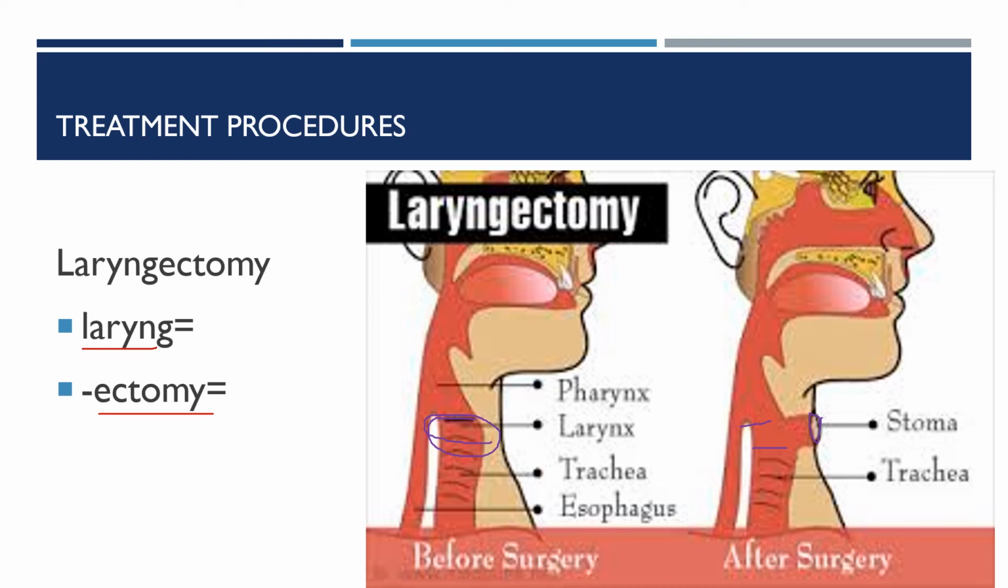This would be a permanent tracheostomy, and we have bypassed the larynx, and all the air that goes to and from the lungs goes in and out through this stoma.